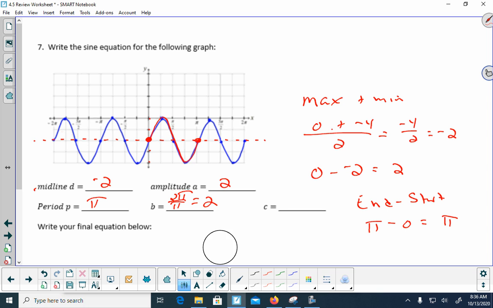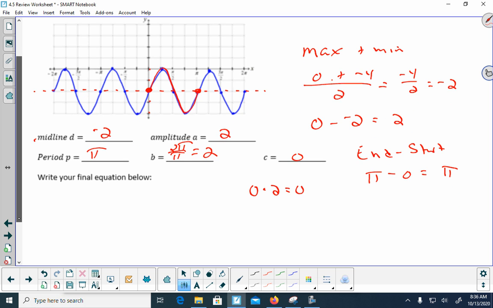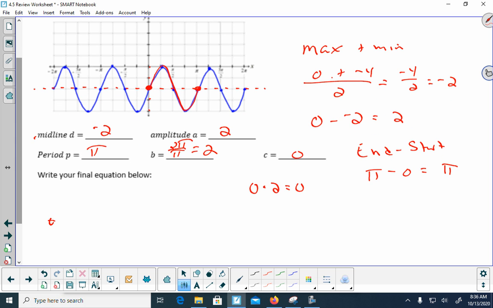To find my c, I'm going to find the x value where it first crosses the midline, which is 0, and I'm going to multiply it by my b, which in this case is 2, and I'm going to get 0. And then my final equation, I'm going to put all these together. So I'm going to say y is equal to negative 2 plus 2 sine. B is 1. Oh, no, sorry, B is 2. 2x and then minus 0, so I don't have to write that. And that is my final equation. I hope this helps, and we will see you in class.